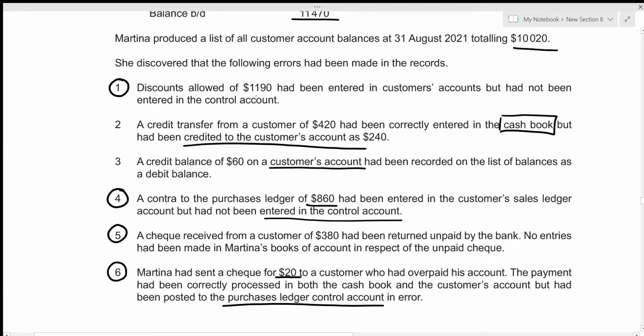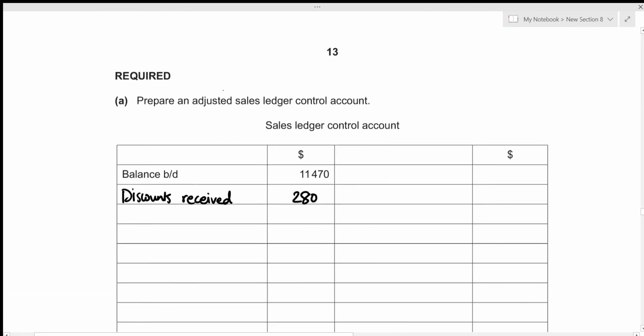So we know that the discounts allowed always reduces the trade receivables balance, and whatever reduction in the trade receivables are always recorded on the credit side. So we will record this amount of 1,190 under the heading of discount allowed on the credit side. Let's do that. So we have discounts allowed, and it amounts to 1,190.